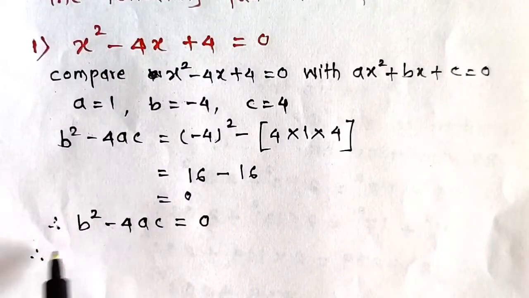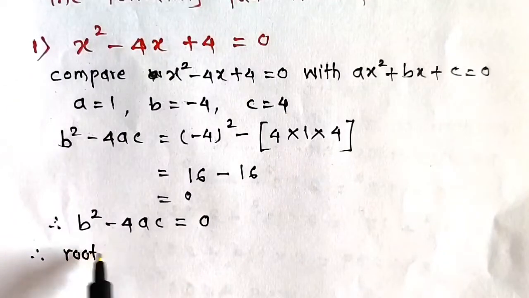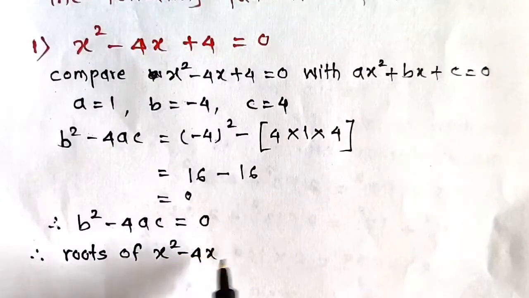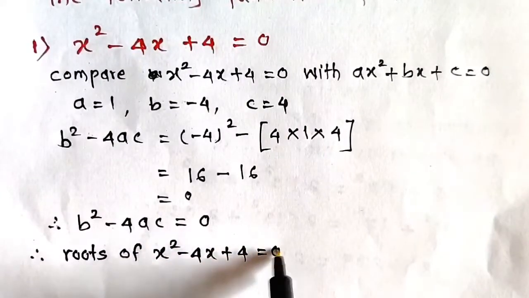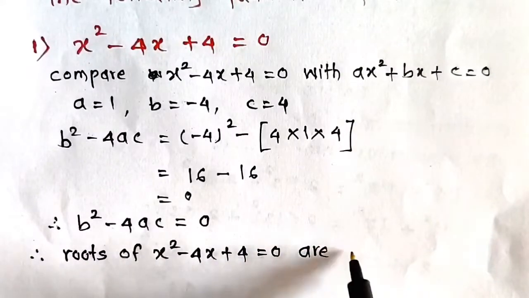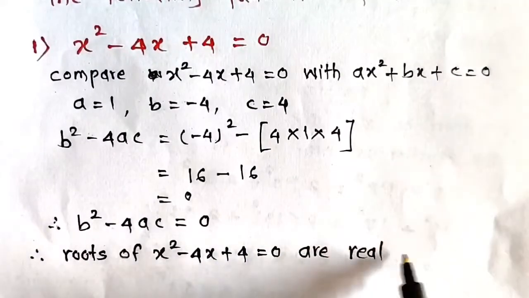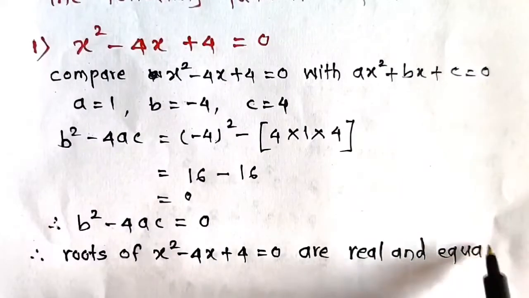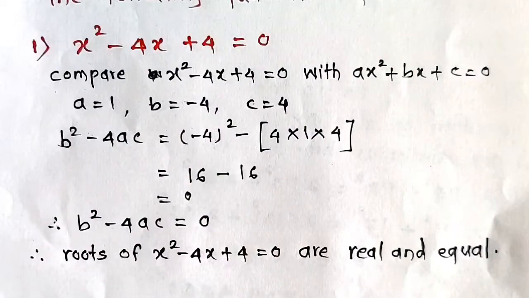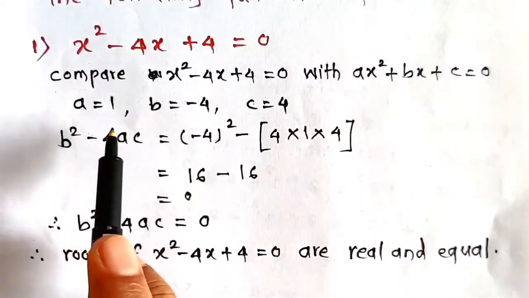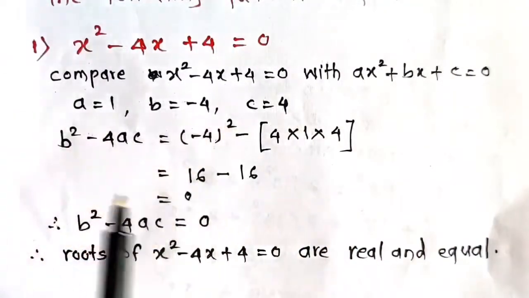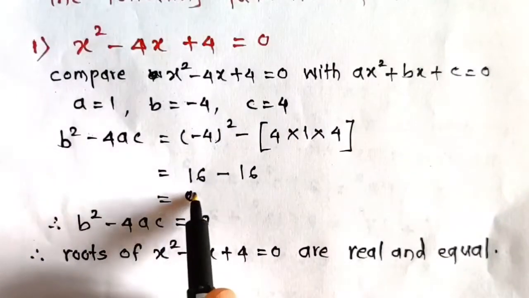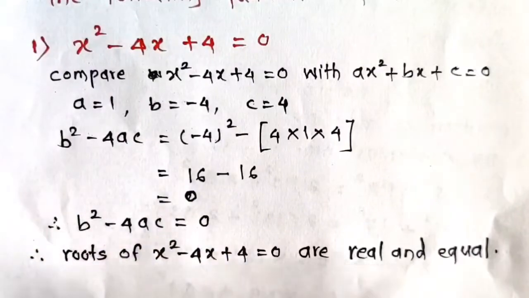Therefore the roots of x square minus 4x plus 4 is equal to 0 are real and equal. If it is 0, then real and equal. So in this way, by comparing with ax square plus bx plus c, write the values of a, b, c, then find b square minus 4ac. This value is 0. That's why if it is 0, then the roots are real and equal.